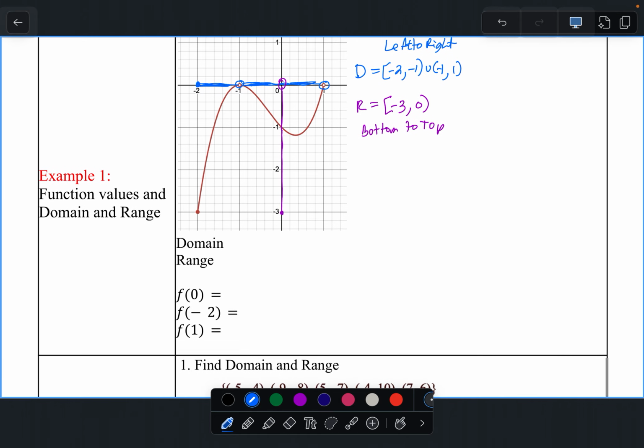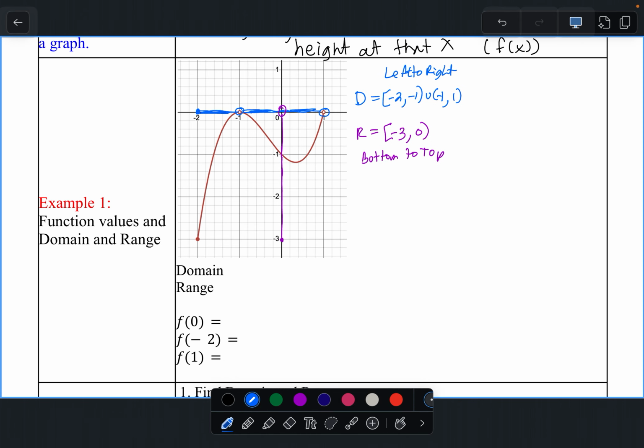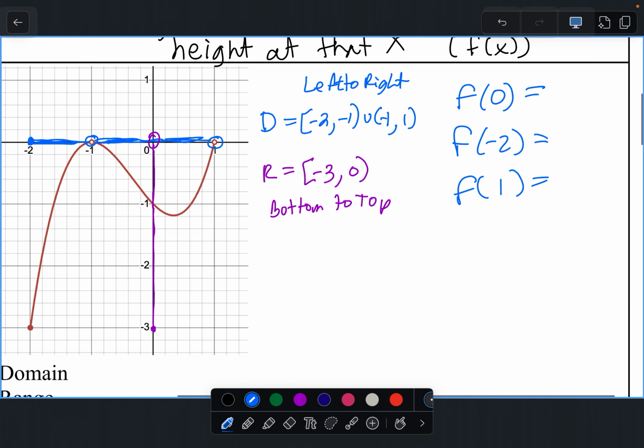Now let's talk about the function values. I'm going to write them up here, but if you want to type on yours, you can. So f of 0, f of -2, and f of 1. Okay. Now what does that mean? So let me erase what I had here for a minute so our graph looks a little prettier. Okay. So let's talk about f of 0. f of 0 says, when x equals 0, what is my height? Okay, that's all it's saying.